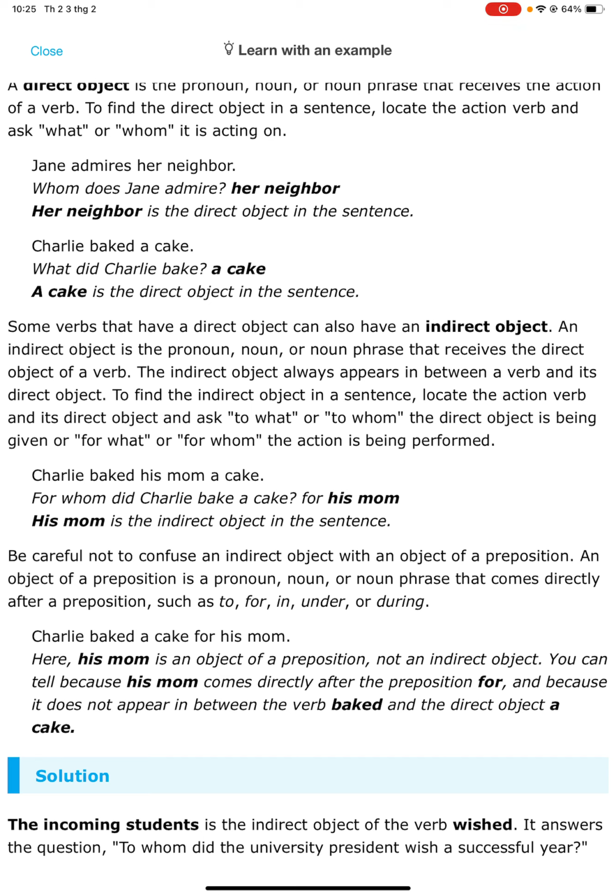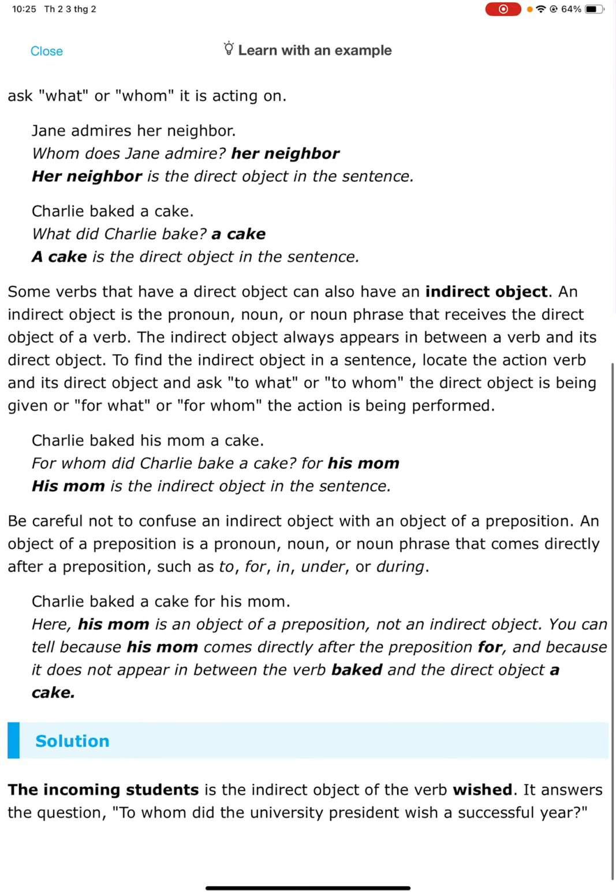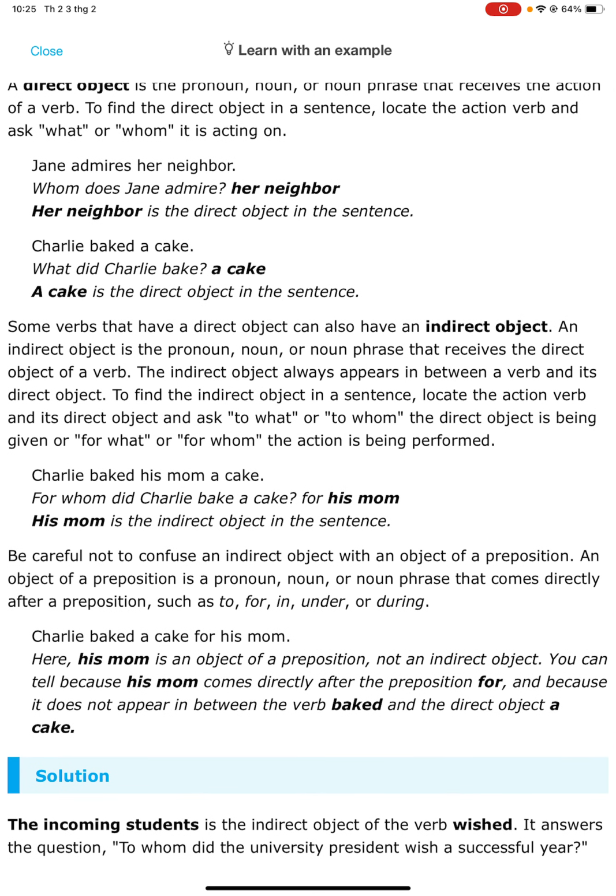As we know, cake is the direct object because Charlie is baking a cake. But whom did Charlie bake a cake for? His mom. So his mom is the indirect object in the sentence.